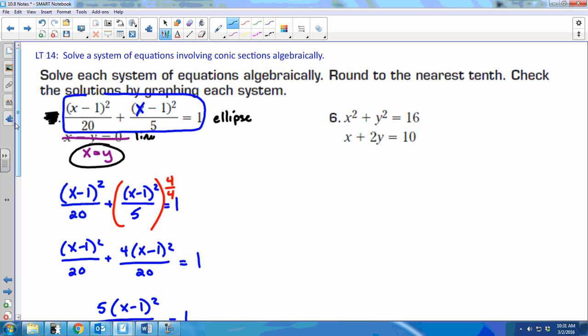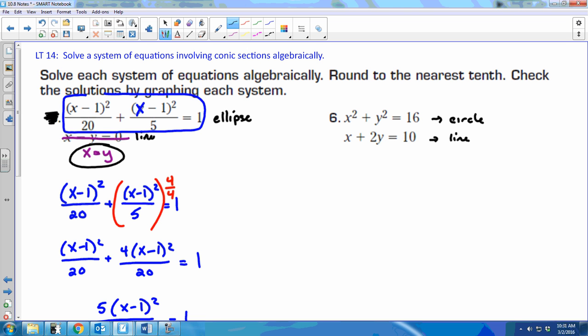So if we're looking at these, the first conic section is what kind? It's a circle. You have x squared plus y squared, and then it equals 16. So we don't have any fractions or anything, so we have a circle. And then the second equation, again, is just a line, because we don't have any square terms at all. Questions so far?